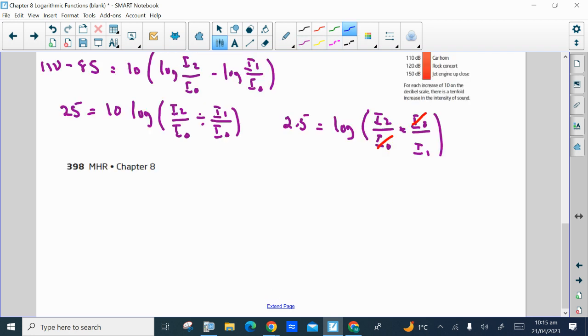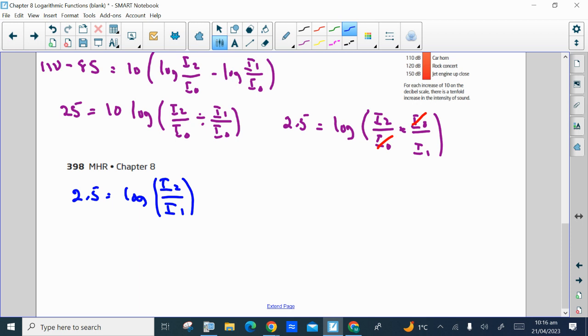So that leaves us with 2.5 equaling log of I sub 2 over I sub 1. And that's what we're trying to find the value of. What is I sub 2 divided by I sub 1? That'll tell us how many times more intense the sound of the media player is compared to the sound of the chainsaw. I sub 2 over I sub 1 is what we're trying to find.